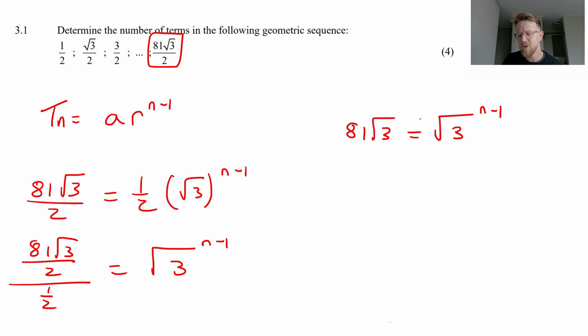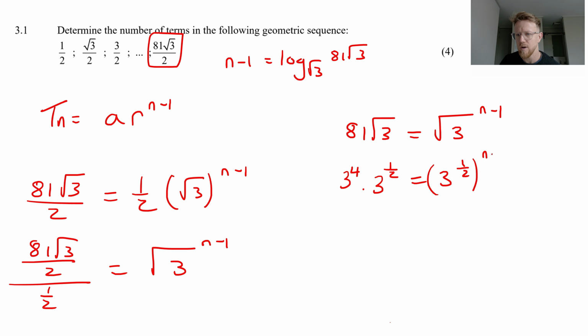Now there's two ways to do this next part. You could use logs. So if you do decide to use logs, you would just say that n minus 1 is going to be the log base square root 3 of 81 square root 3. That would work. But the other way is to realize that if you take this number, in fact, it's 3 to the power of 4. We know that anything inside a square root can be rewritten as to the power of a half. And then we can also write this one to the half, and then we've got n minus 1.